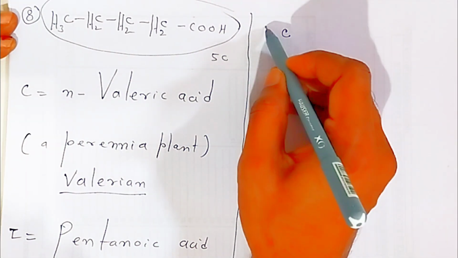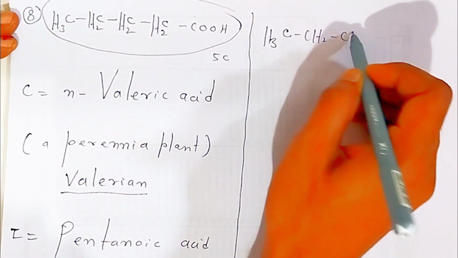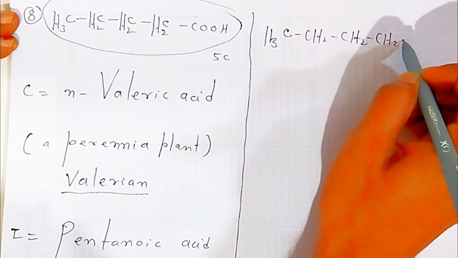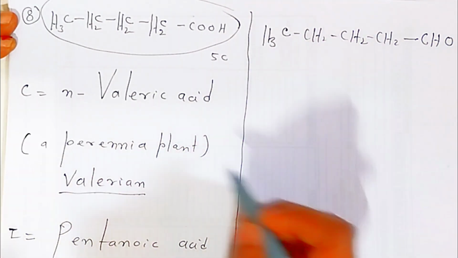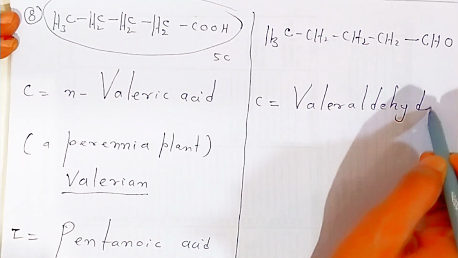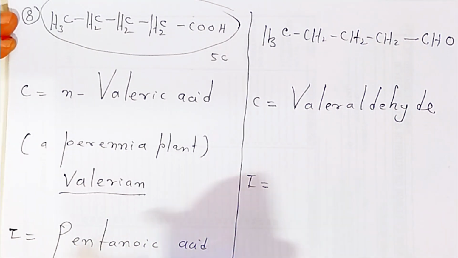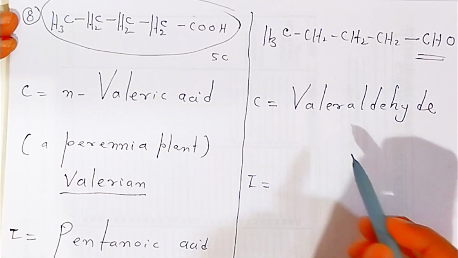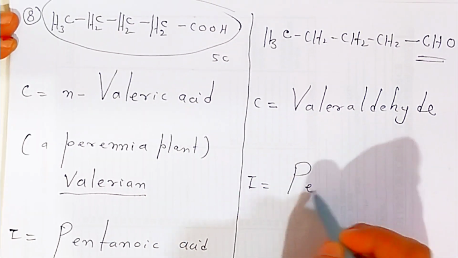So students, we write CH3, CH2, CH2. Now it is attached to the aldehyde group. Now what will be the common name, students? We call it valeraldehyde. Now what will be the IUPAC name, students? Instead of pentanoic, because it contains an aldehyde group, we call it pentanal.